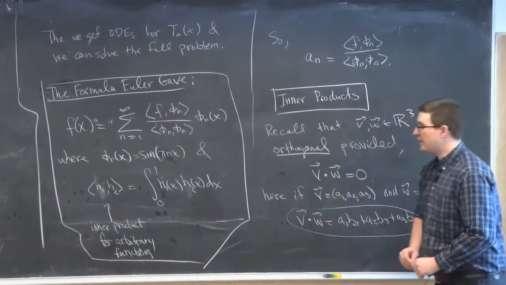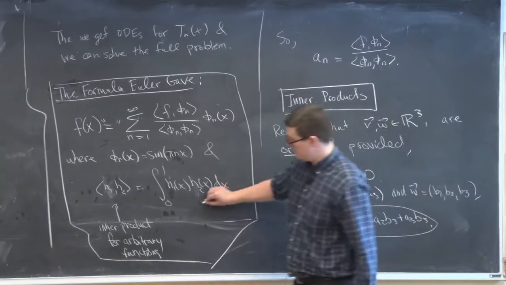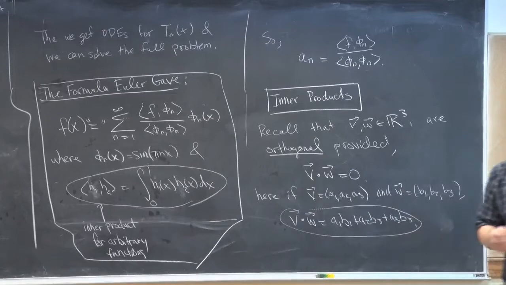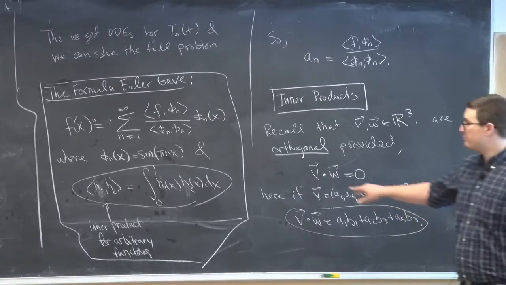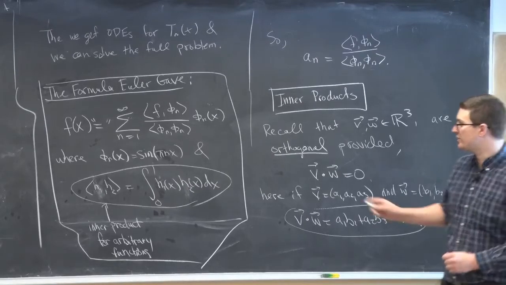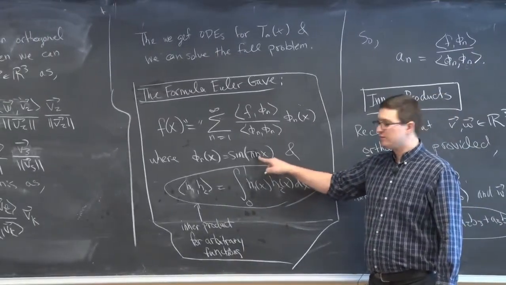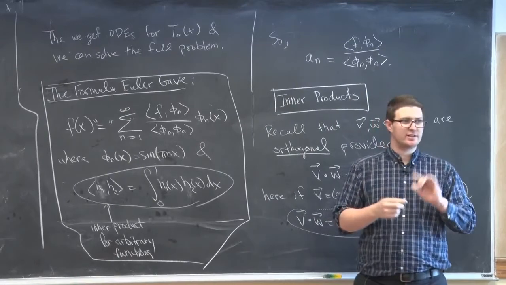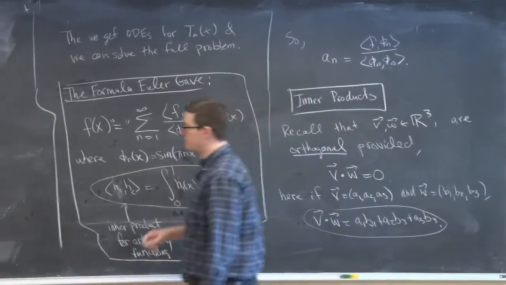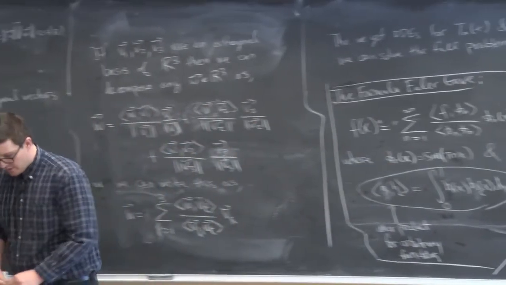We're going to replace this dot product with this sort of product-looking thing, and we're going to replace these basis vectors with other functions. These functions are like different directions in an infinite dimensional space, is one way to think about it. So these will be orthogonal vectors.